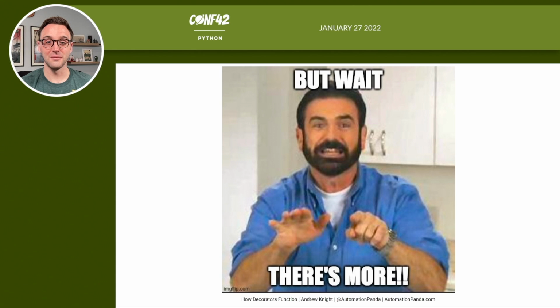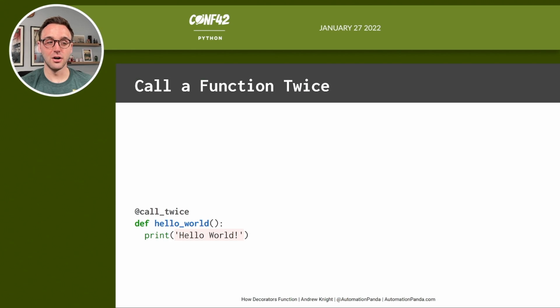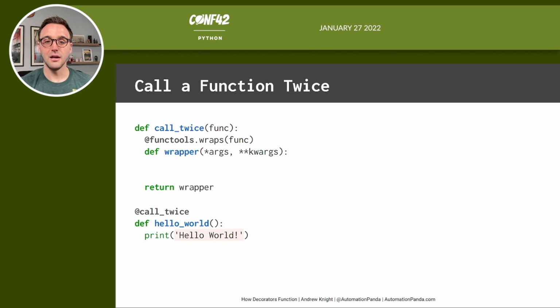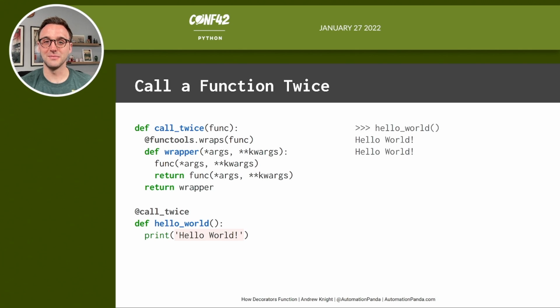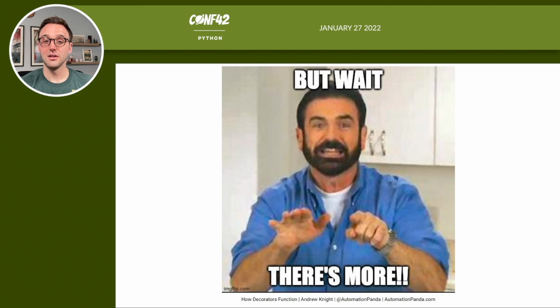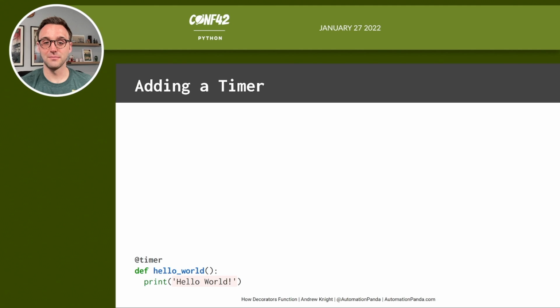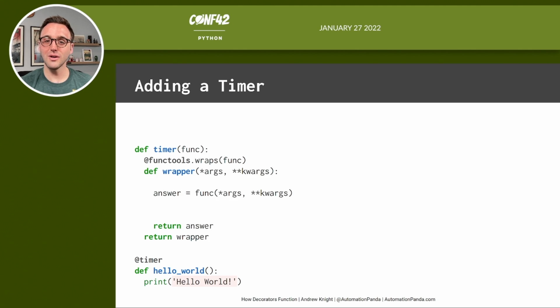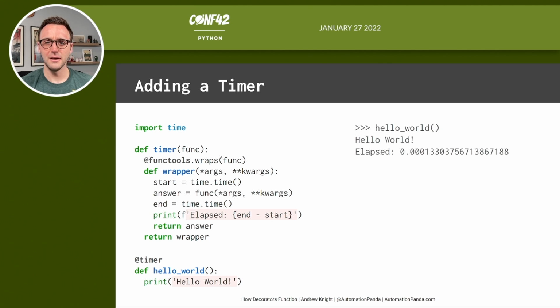But wait, there's more. You can write a decorator to call a function twice. Start with the decorator template and call the inner function twice. Return the final return value for continuity. Bam! It works. Oh, wait, there's more. You can write a timer decorator. Start with the template, call the inner function, and surround it with timestamps using the time module. Bam! Now you can time any function.